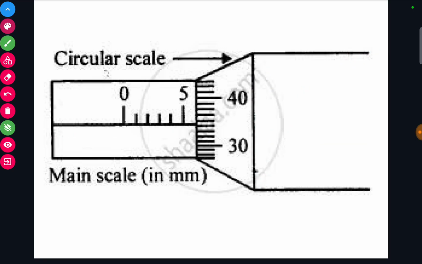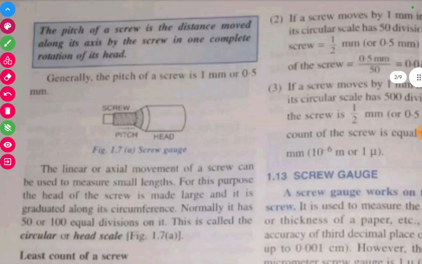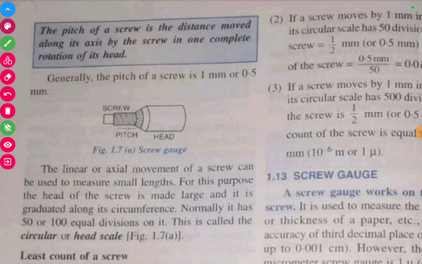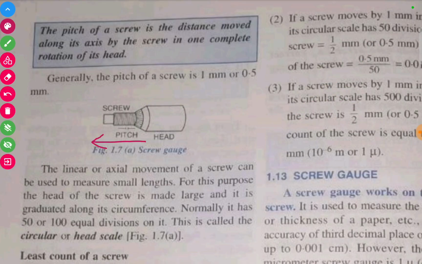Now let's find out how to find the pitch. The pitch of a screw is the distance moved along its axis by the screw in one complete rotation. So in simple words, pitch is how much distance the screw moves inward or outward in one complete rotation. That is known as the pitch. How to find the pitch?